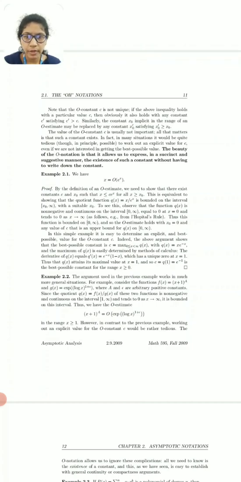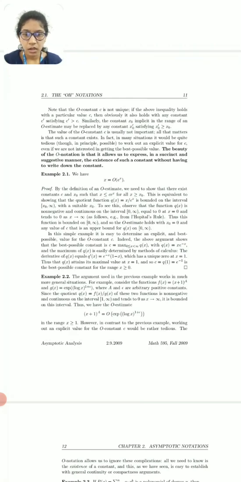By the definition of an O estimate, we need to show that there exist constants c and x naught such that the inequality holds for x greater than x naught. This is equivalent to showing that the functions are bounded on the interval, non-negative and continuous on the interval, equal to zero at x equal to 0, and the function is bounded, and so the O estimate holds with x naught equal to 0 and any value of c that is an upper bound, as x tends to infinity.